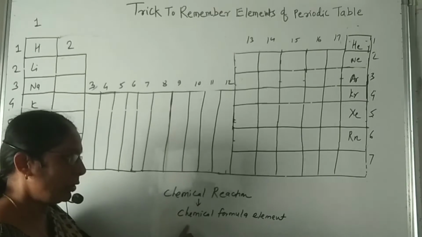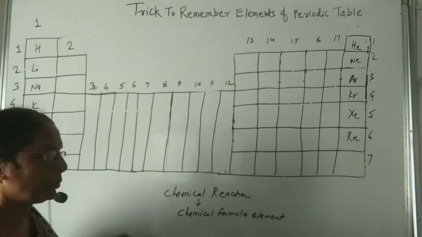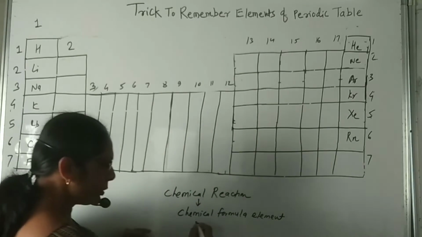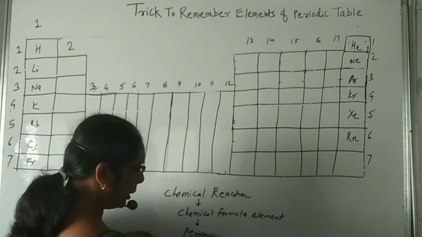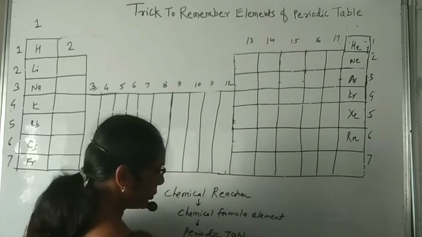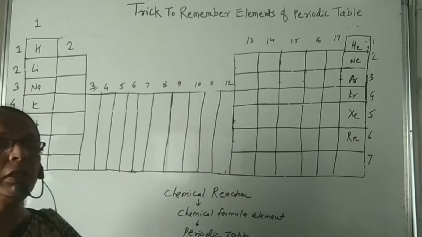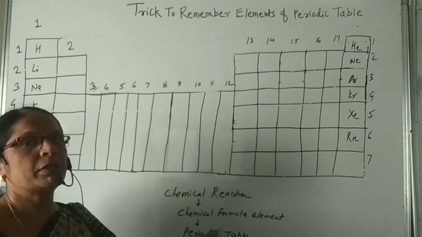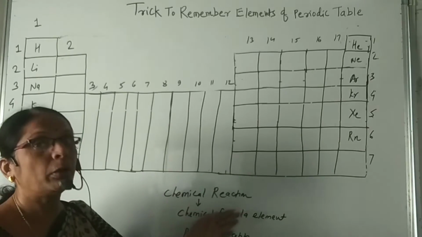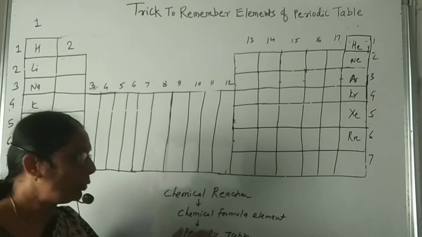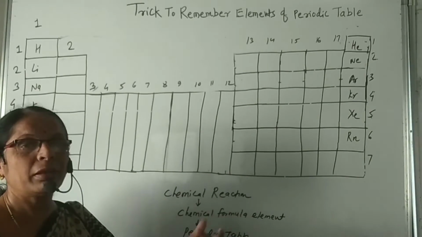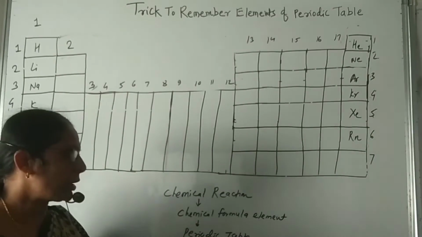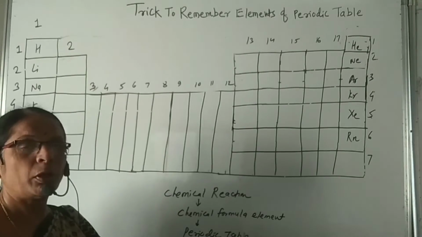And in order to write the chemical formula of the element, its location and its atomic number, we must know the position of the element in the periodic table. So where the element is situated, whether the element is a metal or non-metal, what type of property the element belongs to, and what is the chemical formula of that element. If you know all these things, then it is possible to write the chemical reaction. So the basic requirement to write a perfect chemical reaction is knowledge of the periodic table.